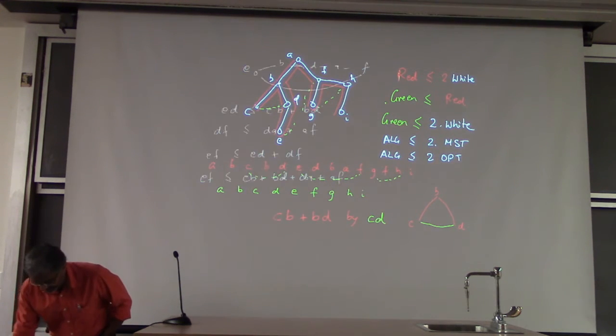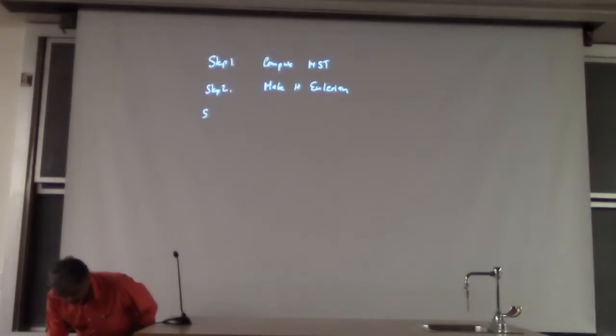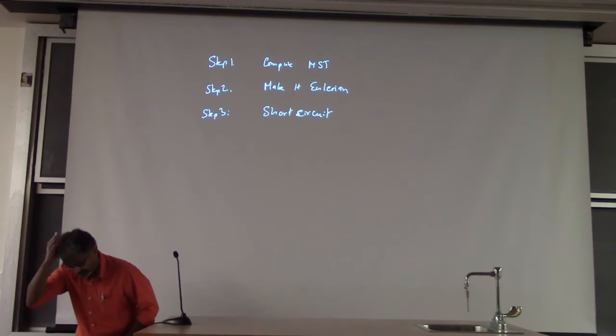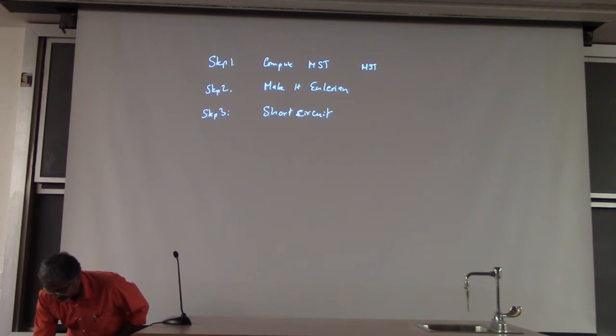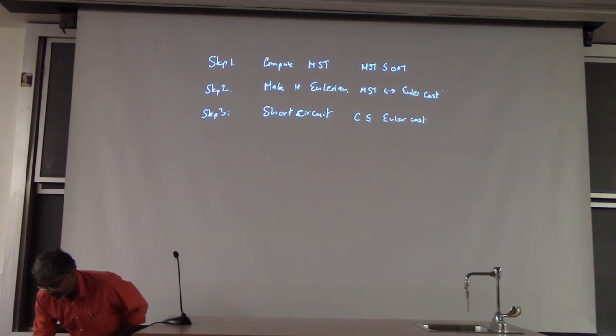So if you think of what this algorithm is doing, it's saying, step 1, compute the MST. Step 2, make the graph Eulerian, that means you can traverse every edge exactly once. Step 3, short circuit. And you're done. So this is the lower bound. This is the short circuiting. So the final cost is less than or equal to the Eulerian graph cost. And the MST to Euler cost is what we do by doubling.